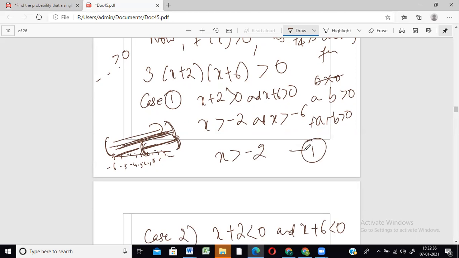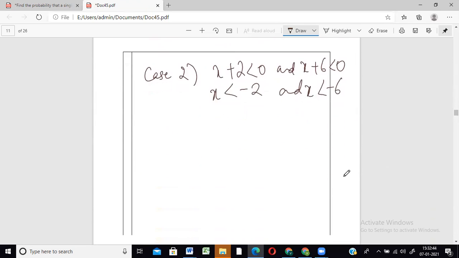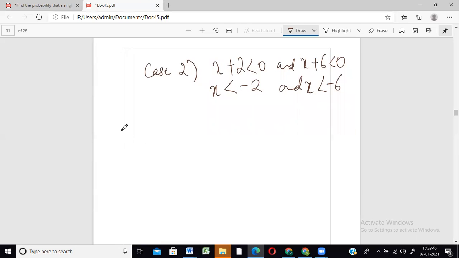Okay, we're going to select that region. Now we're going to do the same thing for the second one. x is less than -2 and x is less than -6. Okay, so let us do that. This is -6, -5. You can do this roughly, okay? There is no point in doing it over here. 1, 2, 3, 4, and all the positive side.